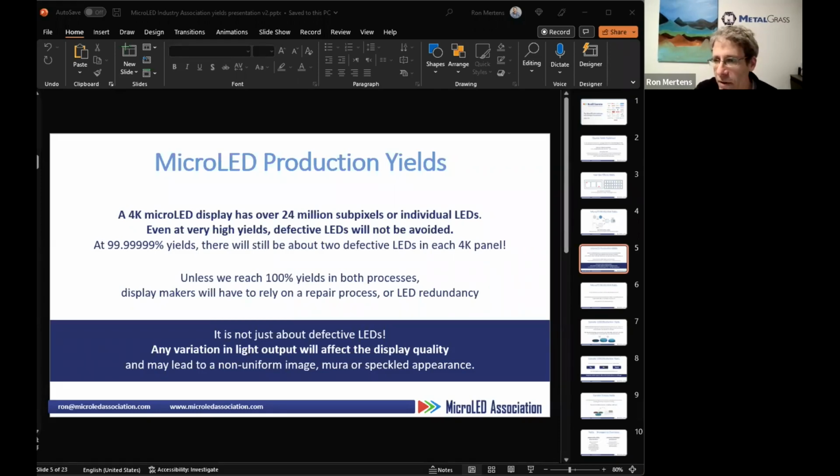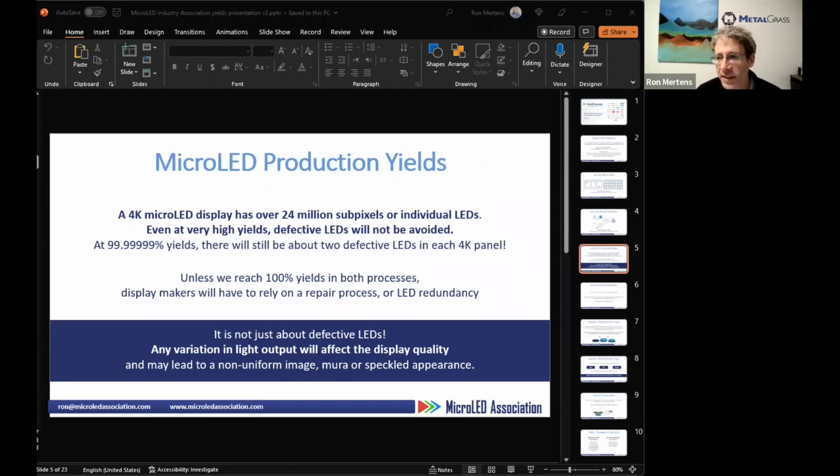And obviously, these numbers are just numbers, but it's important to understand that with micro-LED, we are not seeing a future where the yields are going to get to 100%. And this is true for both the LED production process and the transfer process. And as we're not reaching 100% yields, we're going to have to rely on inspection and repair or using redundancy or some other techniques to solve the problem.